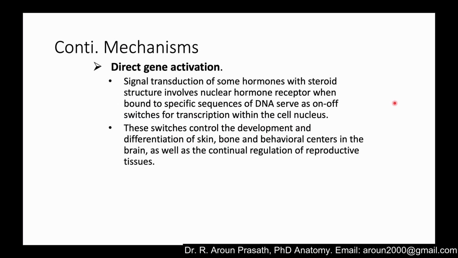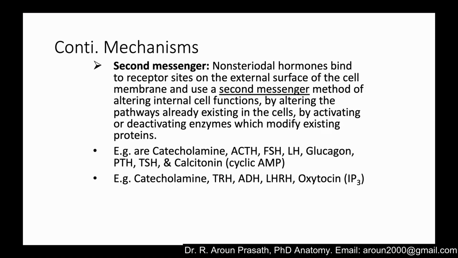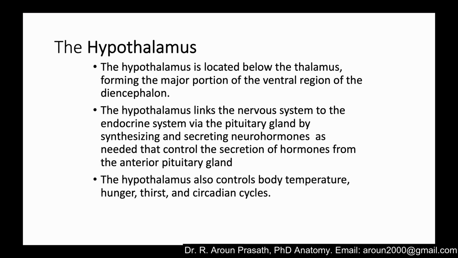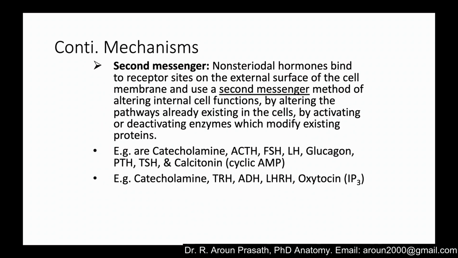Okay, so coming to direct gene activation, the single transaction of some hormones with steroid structures involves nuclear hormone receptors. When bound to a specific sequence of DNA, they serve as on-off switches for transcription in the cell nucleus. They go and directly activate the genes present in the DNA of the nucleus. So this is the direct mechanism of hormonal action.